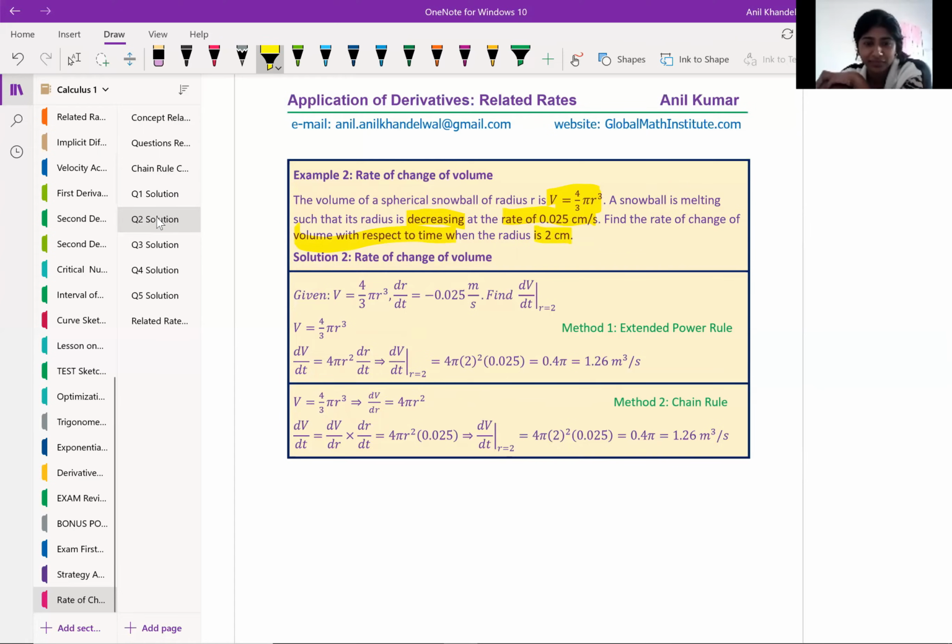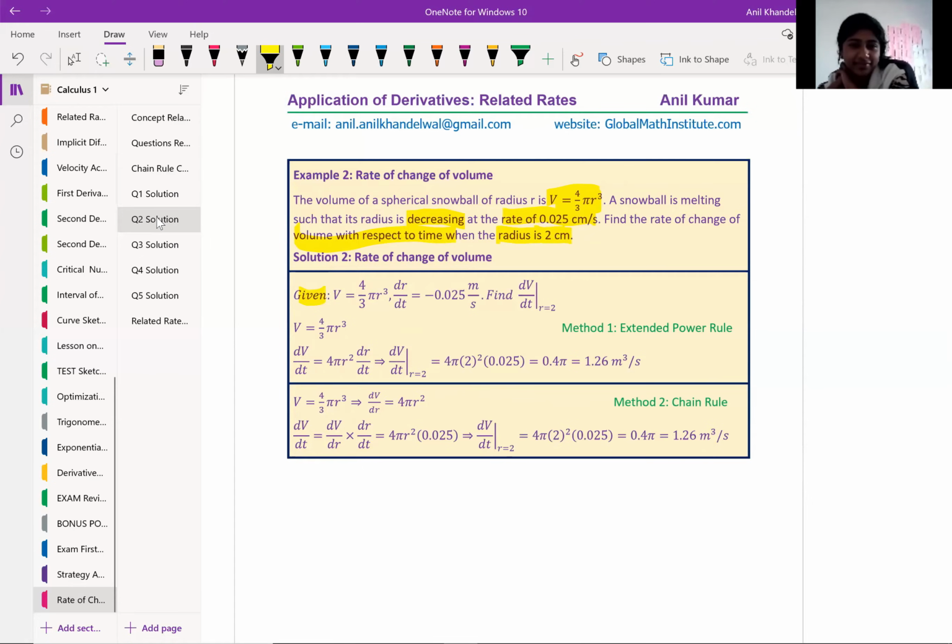Clearly written this time. Yes, when the radius is 2, clearly written. But remember, in test papers, it is sometimes not mentioned, it is implied, right? So you have to think, what am I first doing? What is the question asking?